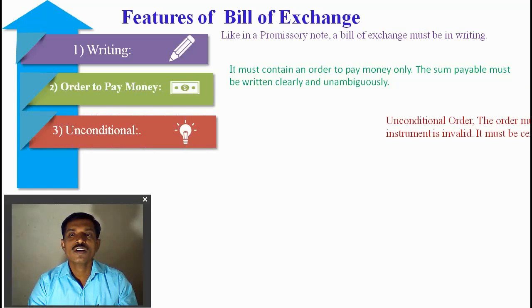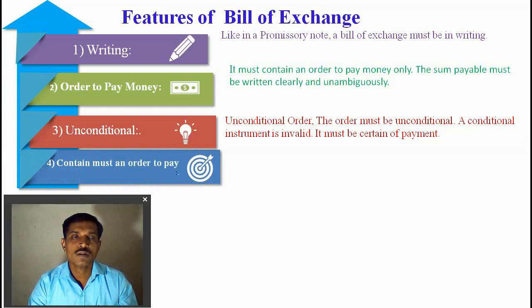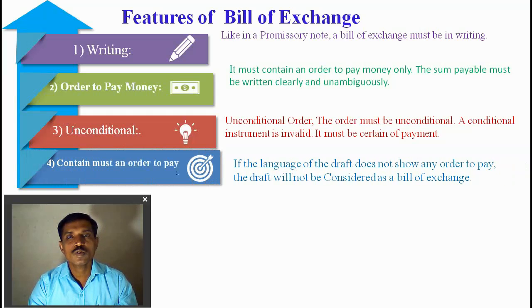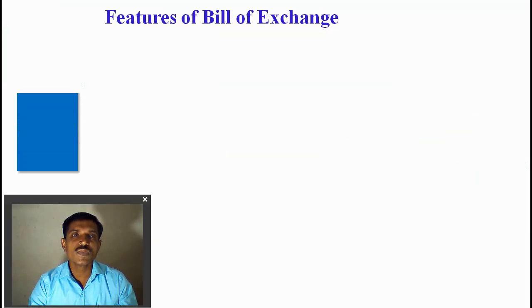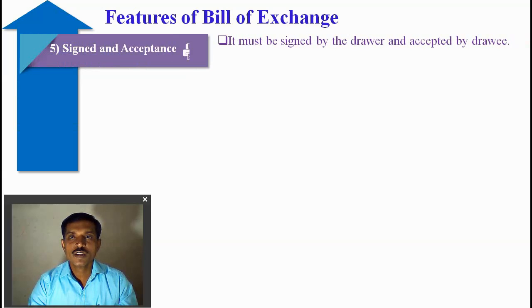There is no condition imposed in the bill of exchange. The order must be unconditional. An unconditional instrument is valid. It must be certain about the payment. It must contain an order to pay. There is an order, not a promise. In the promissory note, we see that there is a promise. If a language or draft does not show any order to pay, the draft would not be considered a bill of exchange. Next feature, signed by a person and the acceptance. It must be signed by the drawer and accepted by the drawee.